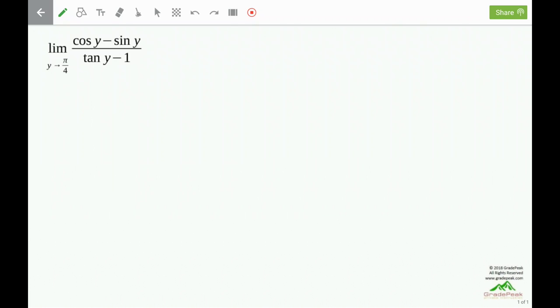Limit as y goes to pi over 4 of the cosine of y minus the sine of y over the tangent of y minus 1. The first thing I'm going to do is try plugging a pi over 4 in for each of the y's. That'll give me the cosine of pi over 4 minus the sine of pi over 4 divided by the tangent of pi over 4 minus 1.